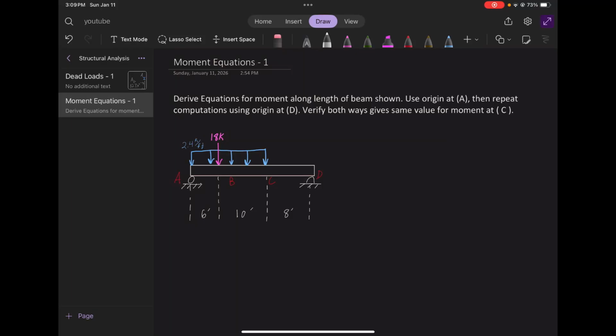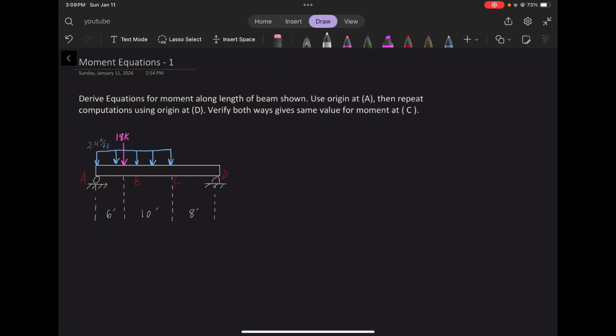Equations from both the left side and the right side of the beam. So if you usually take your equation from the left side of the beam or the right side of the beam, this is good practice to make sure you can do it both ways.